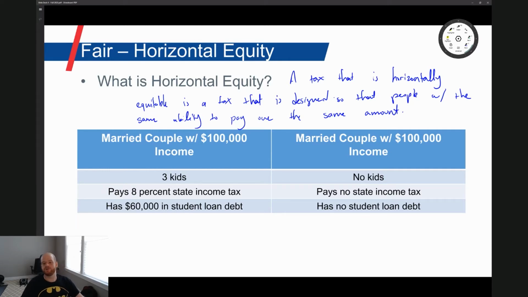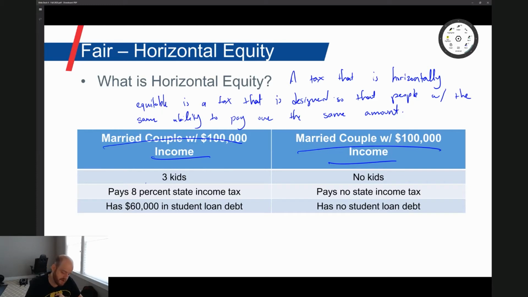Let's look at this situation. When we talk about horizontal equity, we mean that people on the same horizontal level, with the same ability to pay, are going to be paying the same amount. So we have two scenarios here. We have a married couple with $100,000 of income and another married couple with $100,000 of income. At face value, these two groups of people should have the same ability to pay. But do they in fact have the same ability to pay?